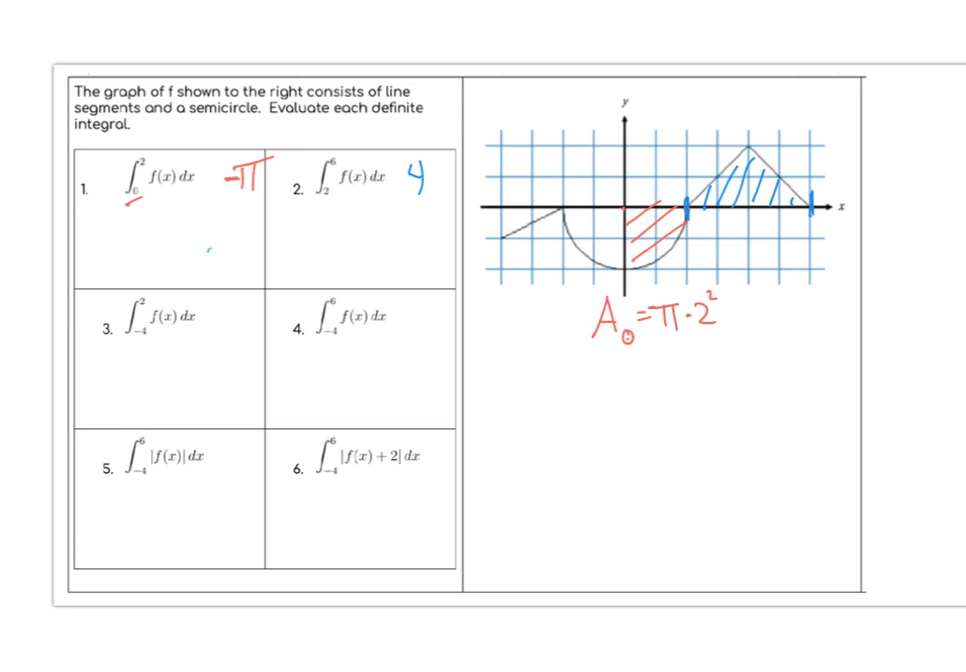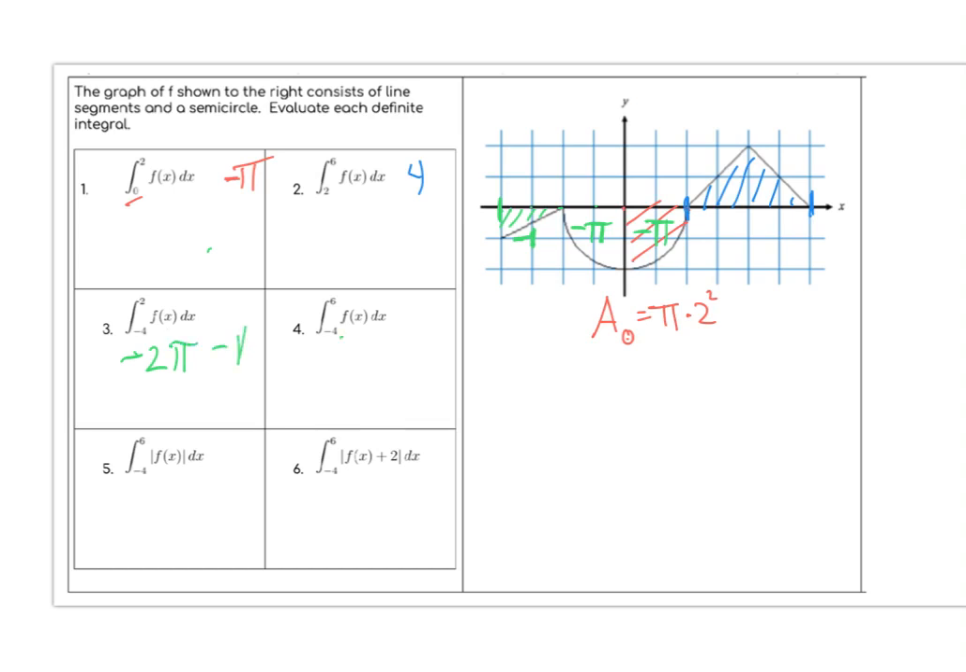All right, third one, going from negative 4 to 2. 1, 2, 3, 4. Here we've got 2 by 1, so that's going to be negative 1 as an area. Here we've got a negative pi, just like the other one. And going up to 2, we've got another negative pi. This would be negative 2 pi minus 1.